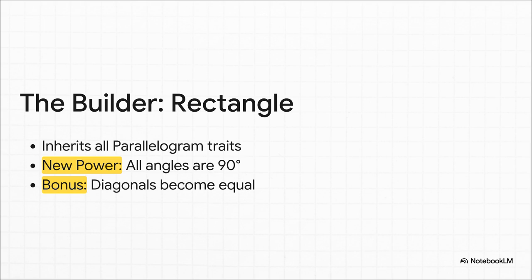From there, we get the rectangle, who I like to call the builder. It's super orderly. So it inherits all those basic parallelogram traits, but then it adds its own special power. All of its corners are perfect 90-degree angles. And that one change gives it a cool bonus feature. Its diagonals are now exactly the same length.